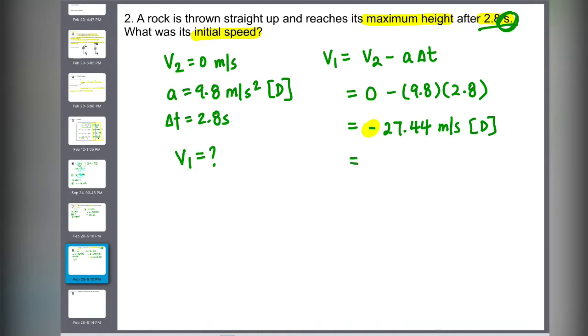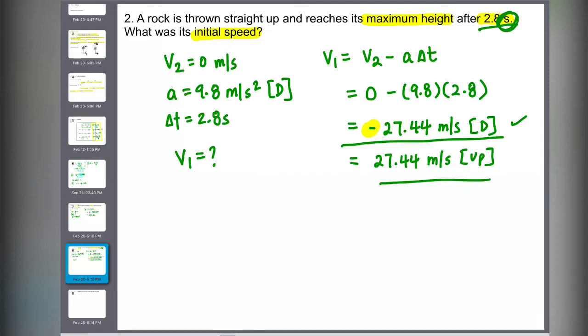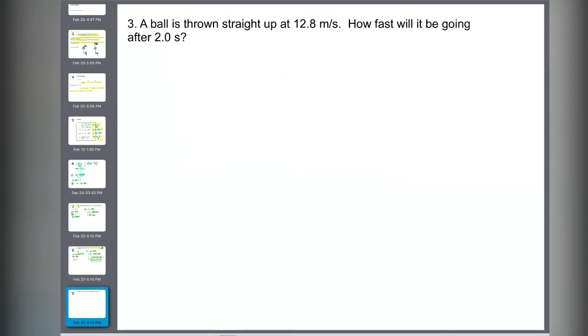I don't know if you recall from the earlier lesson, when it's a vector, I just put a negative in front of it, it means the opposite direction. So this really means 27.44 meters per second going upwards. If you just leave it as this, I would have marked it right already, okay? But if you write it like this, I'm like, okay, this person truly gets the vector and what the negative value means.